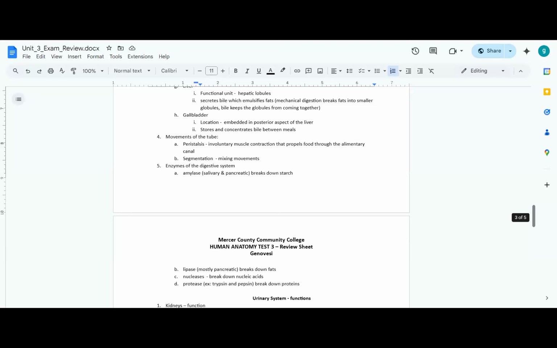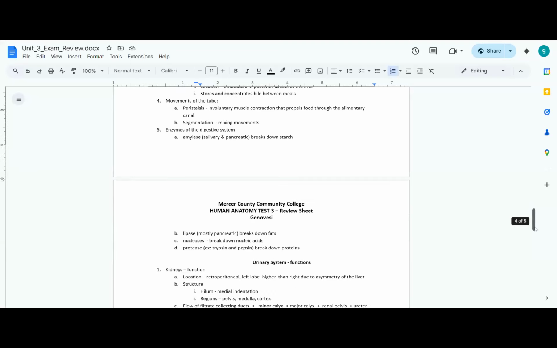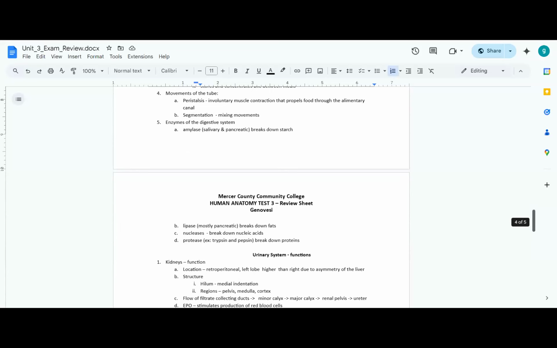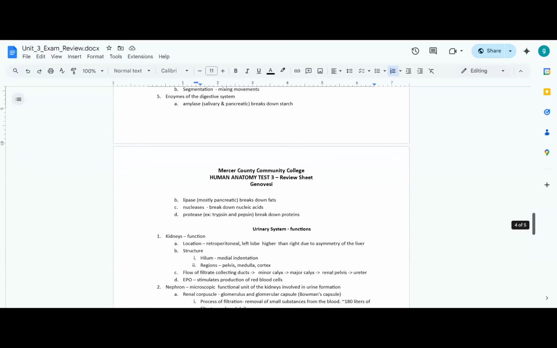Segmentation is like a mixing type of movement that also assists in mechanical digestion. So segmentation is mixing, peristalsis is moving it forward. So we went over a bunch of different enzymes of the digestive system. These are just kind of a summary.